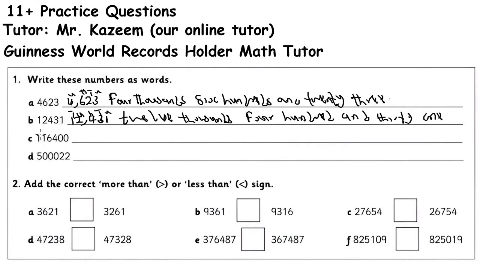So kindly use part C as an exercise and let me know your solution in the comment section below. So let's move to part D. Okay, how do we pronounce? So we can write out this given number. So we have 500,022. So let's group it just the way we have been doing it right from the start.